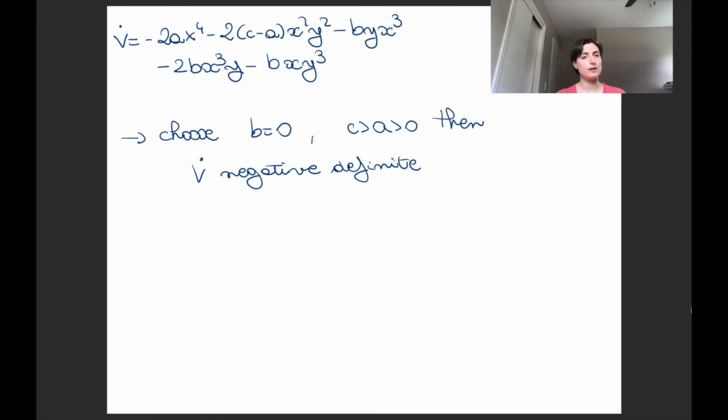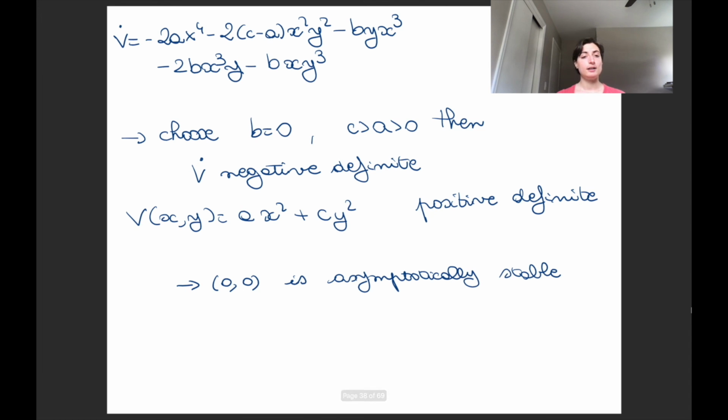Now with this choice, what I would like to find is that v is positive definite. If v is positive definite, I have proven asymptotic stability of my point. And v with our restriction is a sum of squares, a x squared plus c y squared. So v is positive definite, v dot is negative definite. Applying the Lyapunov theorem of stability, we have that 0, 0 is asymptotically stable.